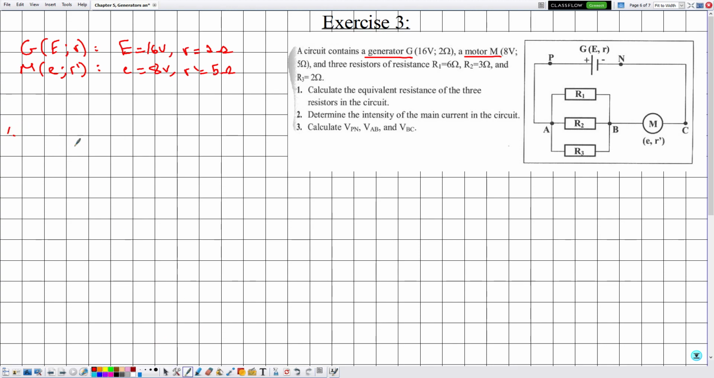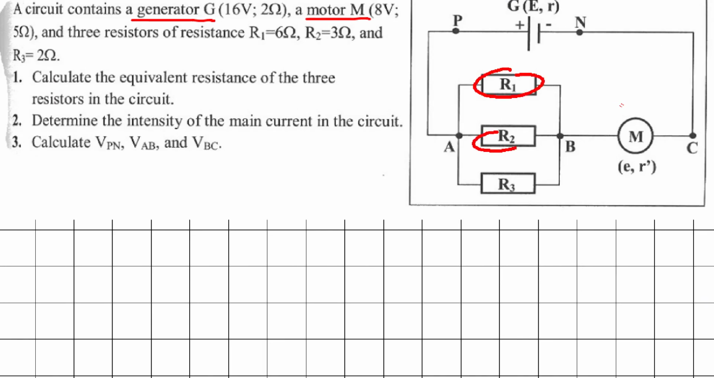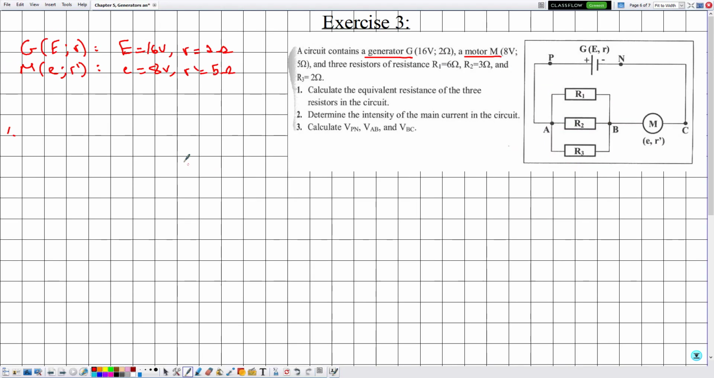Now number 1, they are telling me to calculate the equivalent resistance of the 3 resistors in the circuit. So the 3 resistors in the circuit, they are talking about R1, R2, and R3. Although we have another internal resistance here and here, we are only concerned about these, and they are connected in parallel. Then let me mention that R1, R2, and R3 are in parallel. So this statement, they usually give it half a mark.